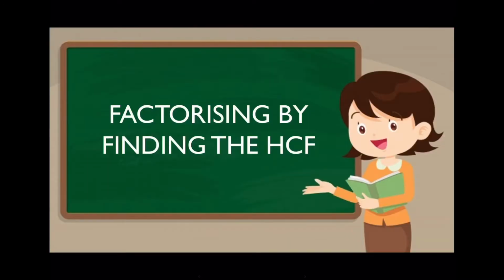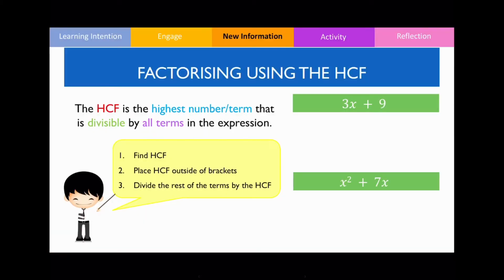The first one is about factorizing by finding the highest common factor. We said that the highest common factor is the highest term that can divide all terms of the expression. I've got the steps outlined over here. You want to identify the highest common factor, then place that number or term outside of the brackets, and then divide the rest of the terms in the expression by the highest common factor. So in our first example, 3x plus 9, the highest common factor is going to be 3.